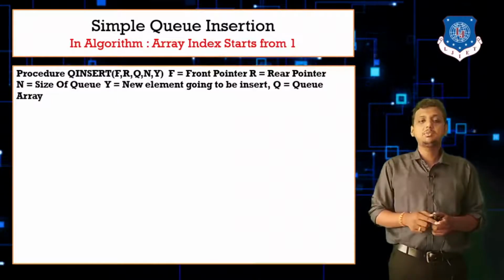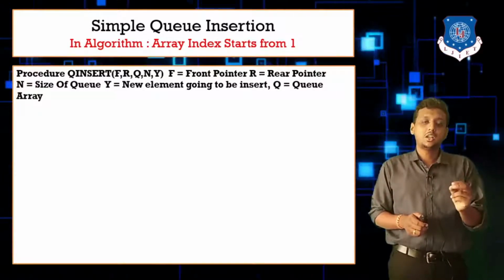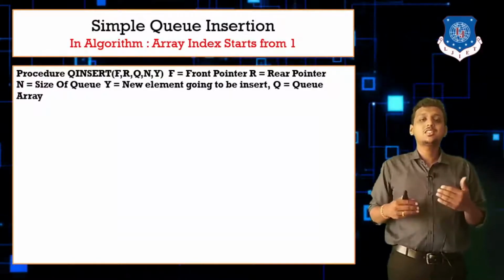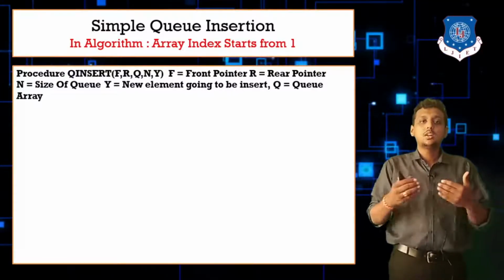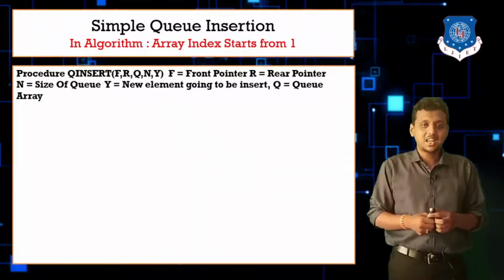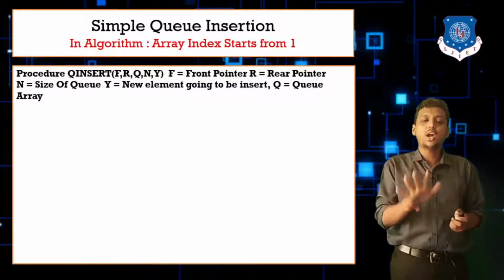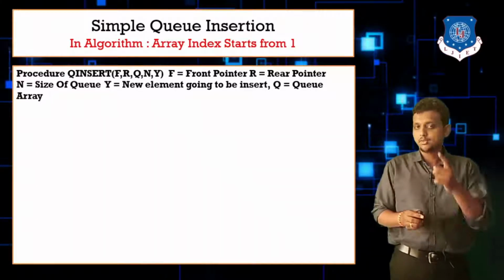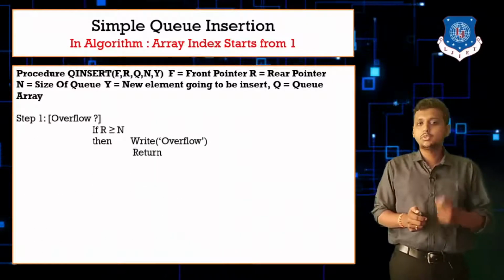One other thing we missed is n. N shows the size of the queue. Remember, you cannot insert more elements in a queue than its size. If the queue has size 5, that means you can insert only 5 elements over there. Fine. Now let's show you the first step.